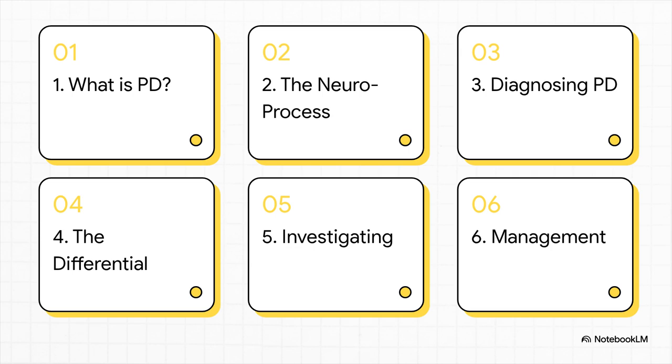Okay, so here's our game plan. We're going to build this up logically, step by step. We'll start with the absolute core definition of the disease, then we'll look under the hood at the underlying brain pathology. After that, we'll get into the nuts and bolts of how it's diagnosed, what other conditions can look like it, and we'll finish up with the key principles of management.